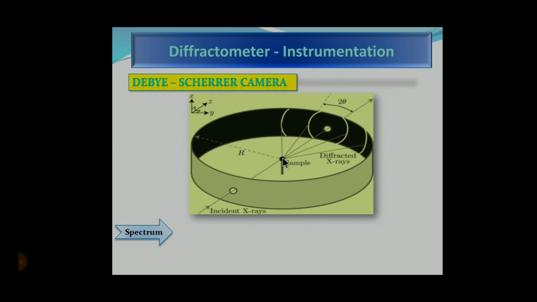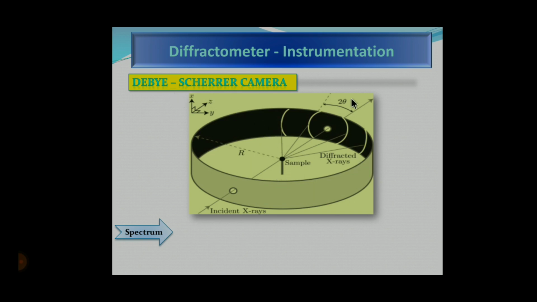So the X-rays fall onto that target or sample, and the planes inside the sample diffract or reflect them at different angles. After this diffraction from the sample, the diffracted rays will be moving in the form of circular cones. The base of a circular cone makes a circle on the photographic plate. Since it is a strip, we'll be getting only two arcs on the photographic plate. So different rays diffracted at different angles will create different arcs on the photographic plate. So this is the instrumentation of the Debye-Scherrer camera.